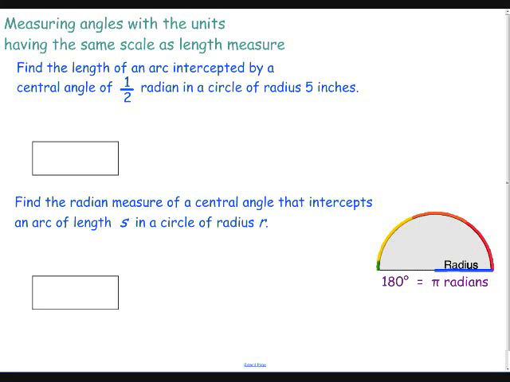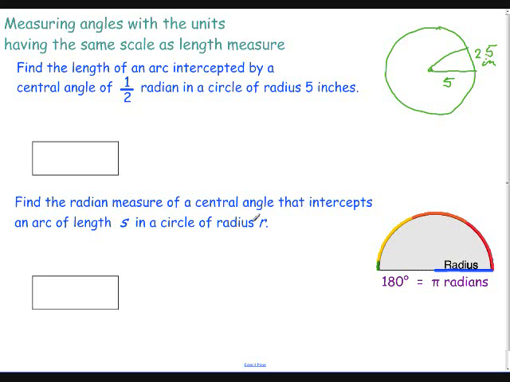Okay, so let's use this now. We're going to find the length of an arc intercepted by a central angle. So we're talking about a circle with a radius of 5 inches, and the central angle is half a radian. Well, we know 1 radian would be right here, wouldn't it? And what would the arc length of 1 radian be? Exactly equal to the length of the radius. So 1 radian, if I went around, would be 5 inches. So if I go a half a radian, it's going to be 2.5 inches.